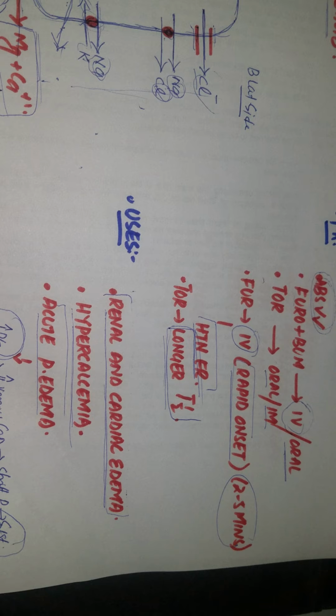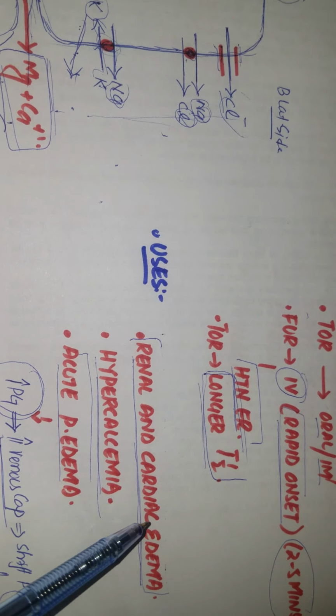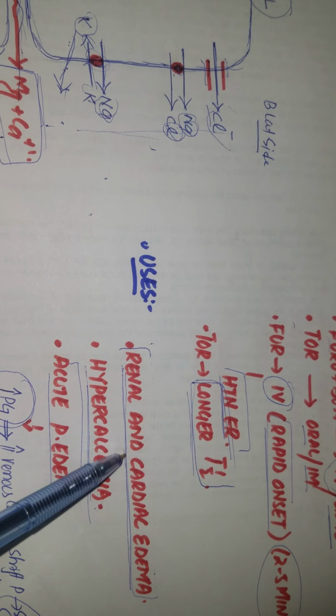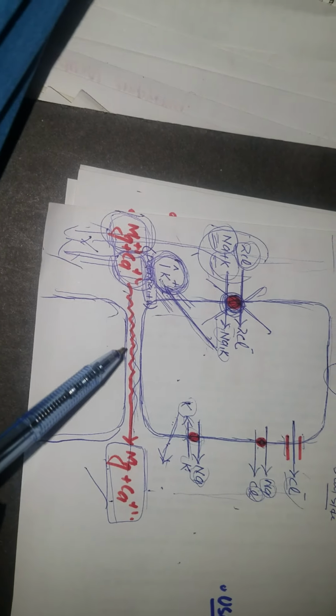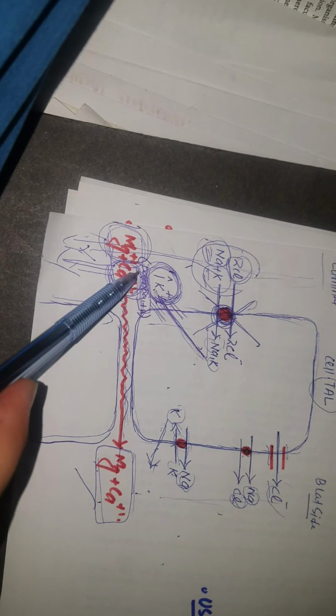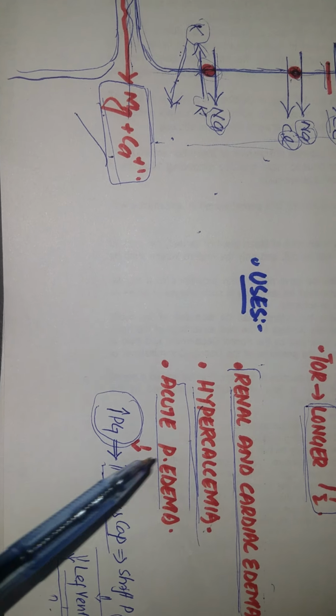Coming toward the uses of the loop diuretics, due to their excretory property, they will excrete the excess amount of fluid and will relieve the renal and cardiac edema. As you can see here, these drugs cause excretion of the calcium, so they are used in hypercalcemia.